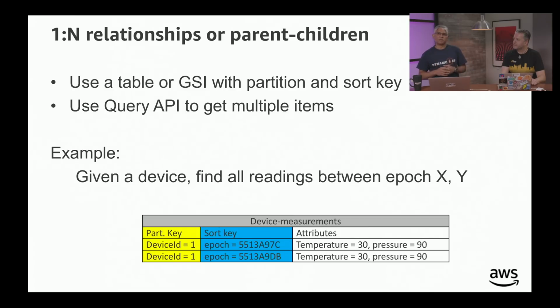Now, this device measurement, primary partition key and sort key mechanism can be implemented in a global secondary index as well. So the same semantics apply there. If you're using a global secondary index, then you can query the global secondary index in a similar form.